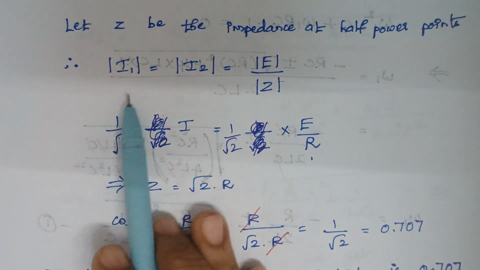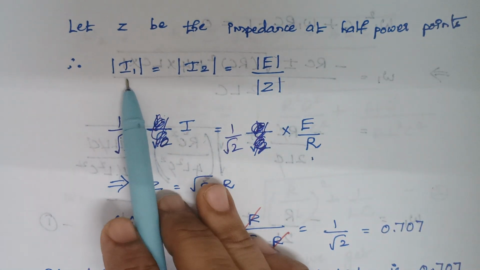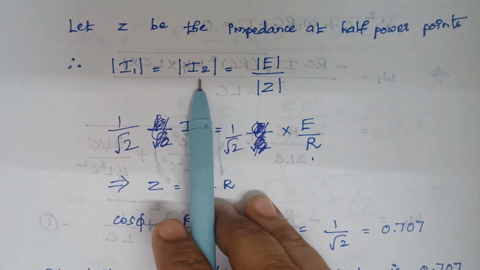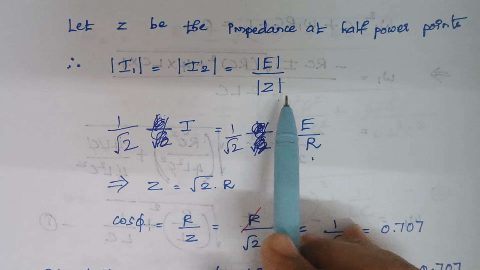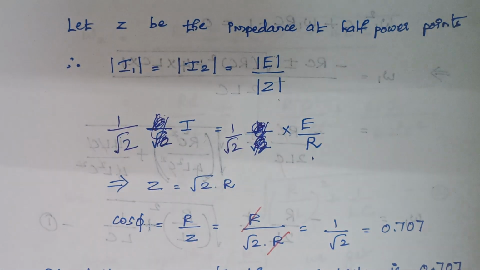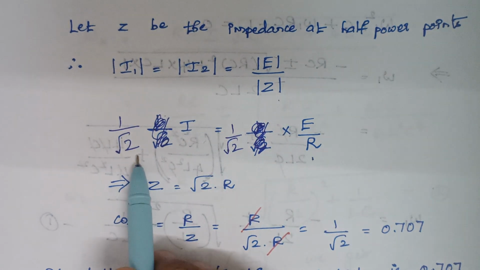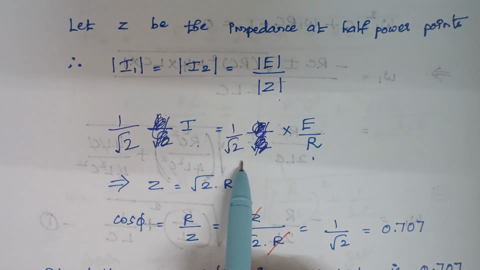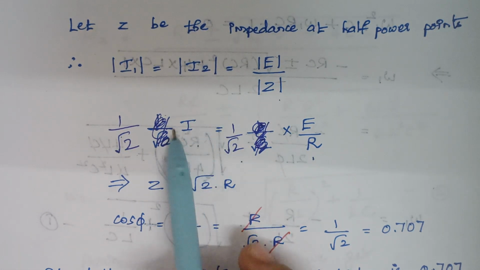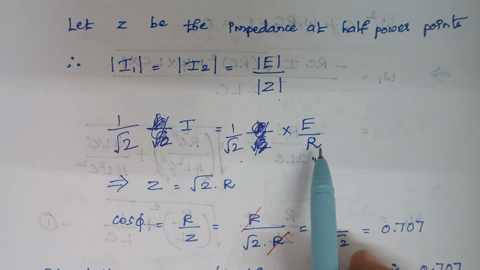Let Z be the impedance at half power points, right? I1 is equal to I2 as we all know, and the formula for current is nothing but E by Z. And I1 and I2, as we have just seen, are equal to 1 by root 2 times I. You write this 1 by root 2 as such, and I can be rewritten as E by R, because during resonance impedance is equal to R.